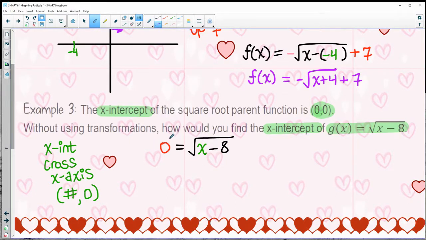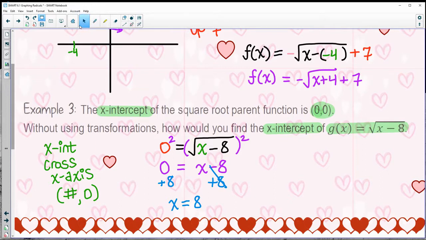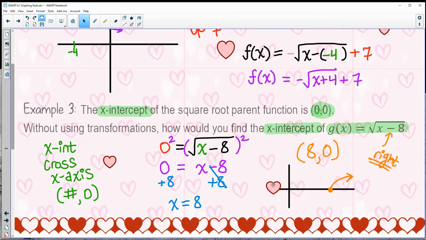Well, I see a square root, so I'm just going to go ahead and square both sides to undo it. 0 times 0 is going to give me 0. And then I just have x - 8 left over. So it looks like at x is equal to 8, that's where I would have an x-intercept. So here is actually what it's going to look like. And now you can see why the graph actually moved right 8 and not left. That's why I like this question. It really helps you see why the graph is shifting right, even though I see a -8.